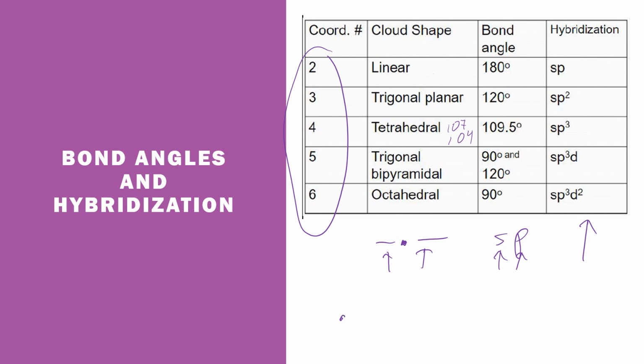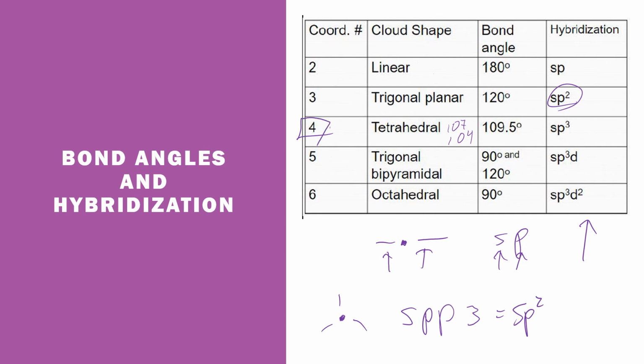With trigonal planar, you have 3 electron domains, 3 areas around the central atom. So we say it's sp2. So imagine there's 2 p's there. s and 2 p's, that's 3 things. So sp2. Tetrahedral has 4 areas of bonding. So 4 areas of bonding, you're going to have 4 orbitals involved, s and 3 p's, or sp3.